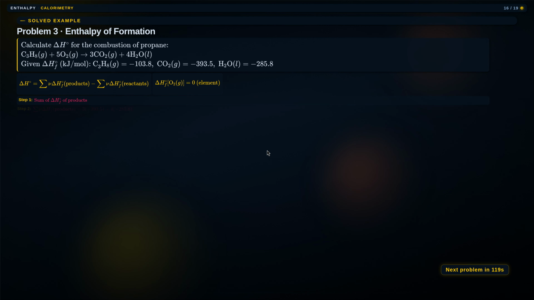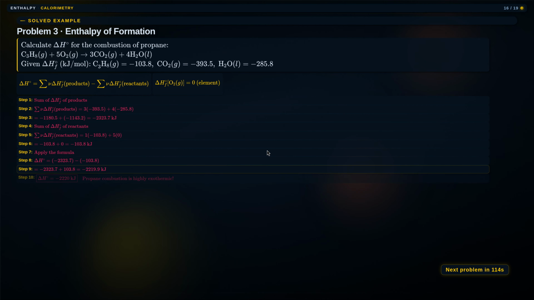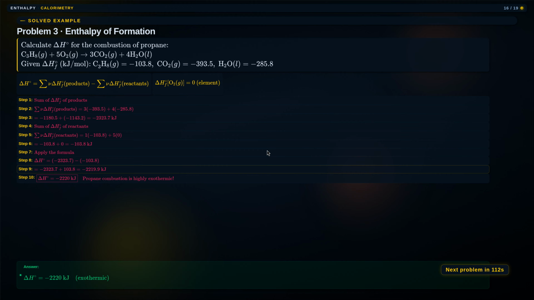Problem 3. Enthalpy of formation. Calculate delta H naught for the combustion of propane. C3H8 gas plus 5 O2 gas yields 3 CO2 gas plus 4 H2O liquid. Given delta Hf naught values, propane negative 103.8, CO2 negative 393.5, water negative 285.8 kilojoules per mole.